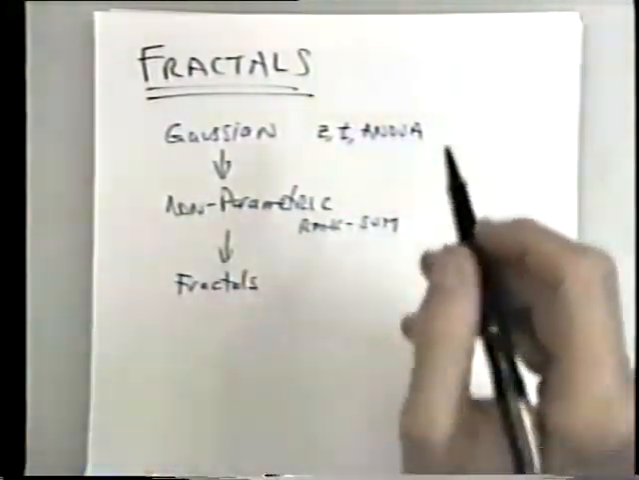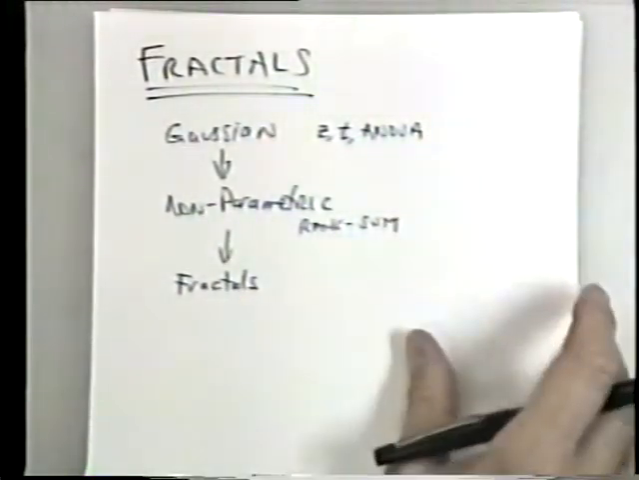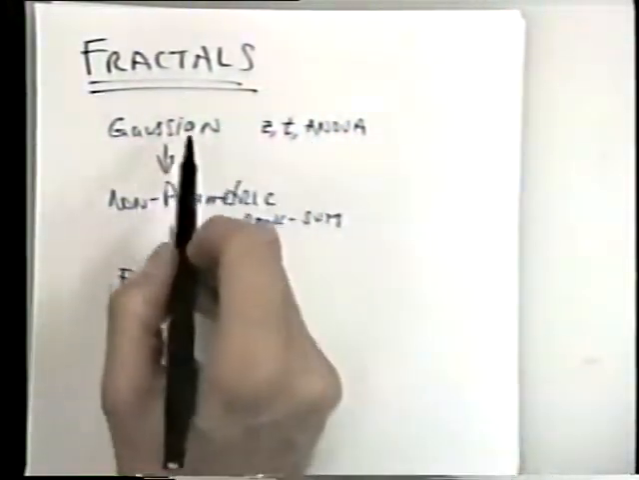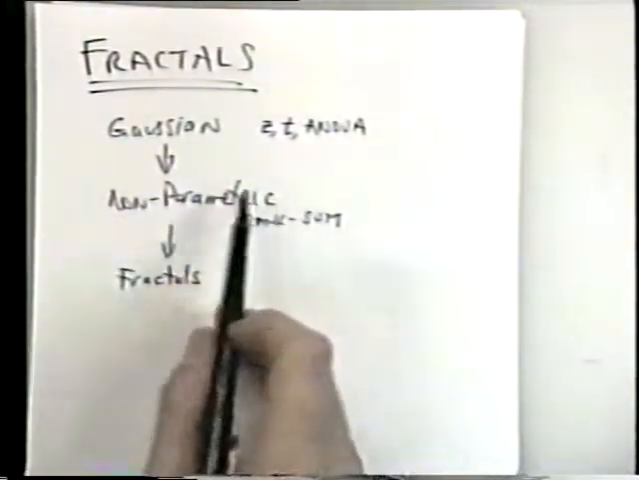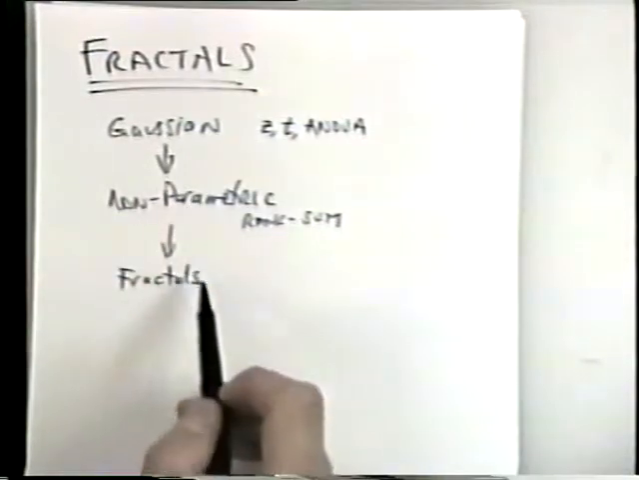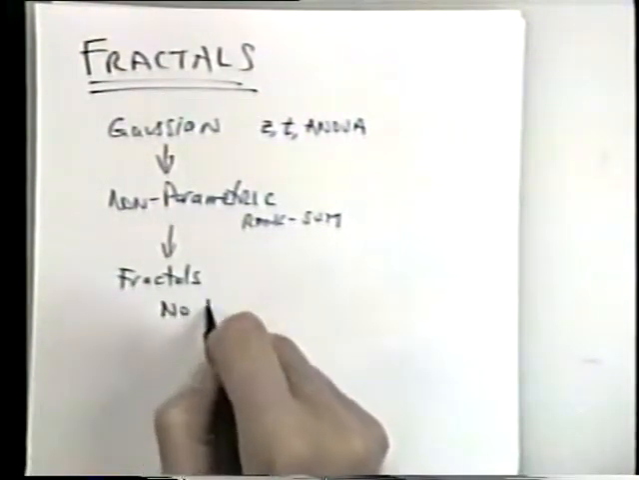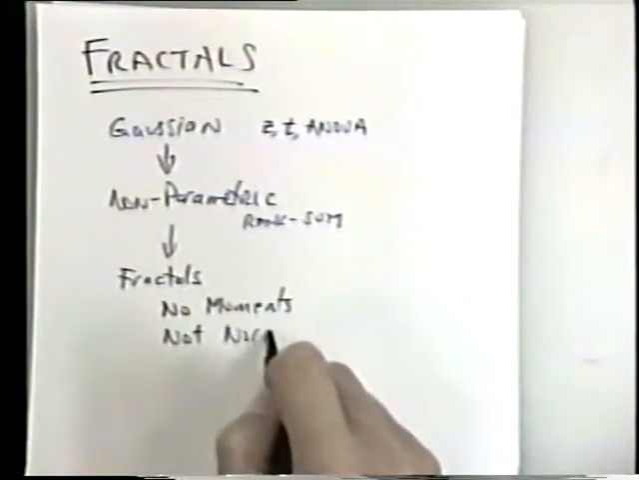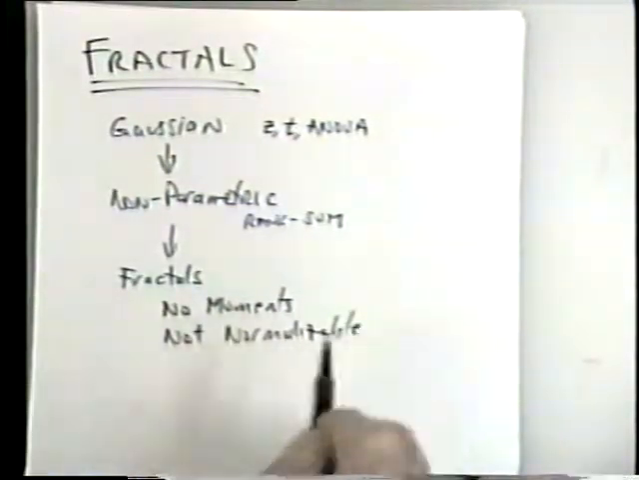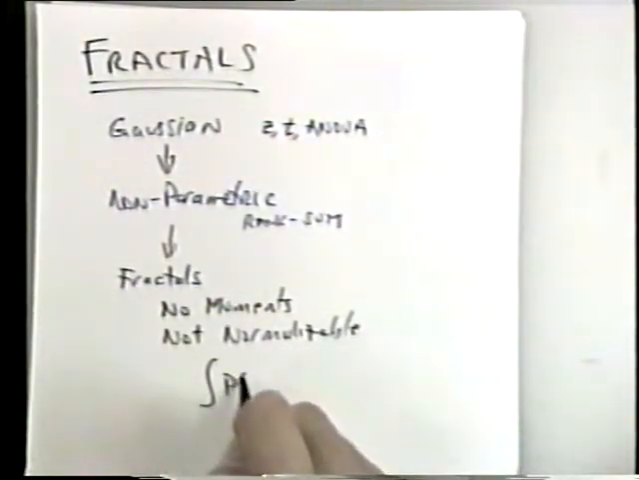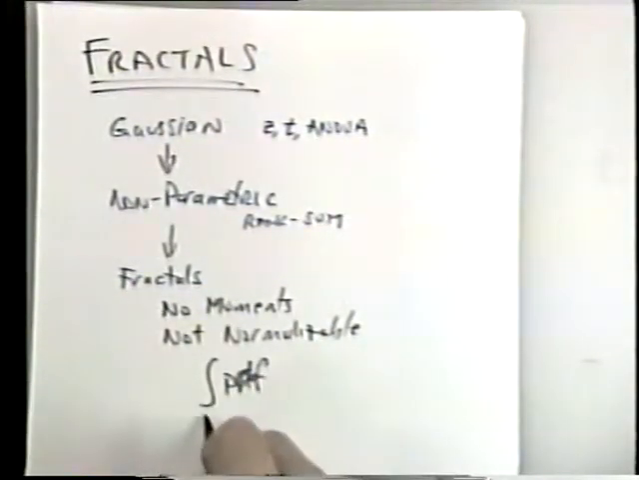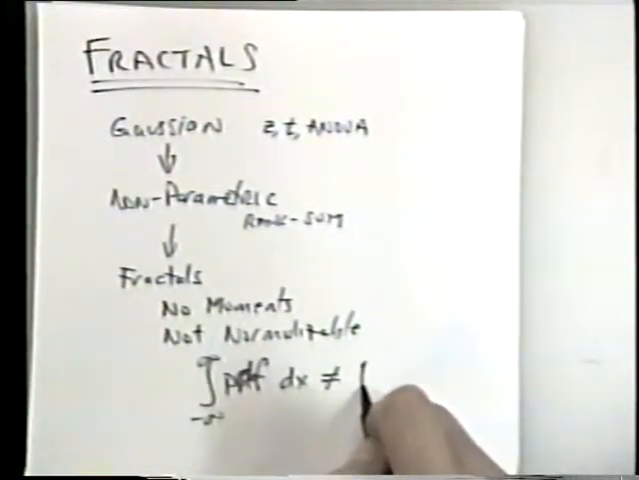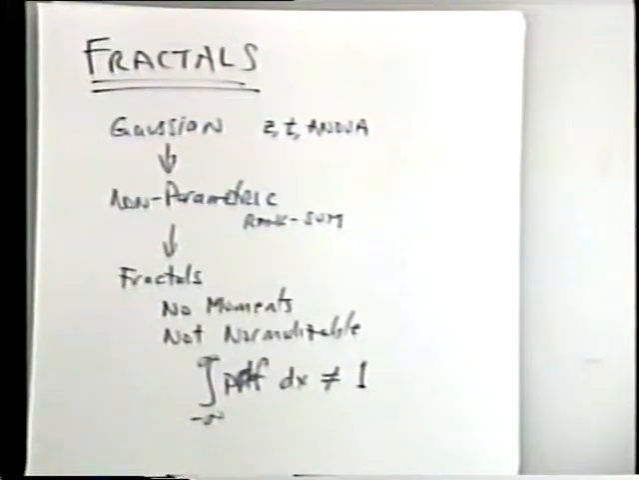In each of these, what we're doing is lightening up on the assumptions about how we expect the data to behave. So the Gaussian has the most restrictive assumptions. The non-parametric doesn't assume it's Gaussian, but assumes the moments exist. And now we're dealing with fractals, where we have no moments, where the distribution itself is not normalizable, which in a technical sense means the integral of the probability density function is not equal to 1, which makes it a very strange probability function.